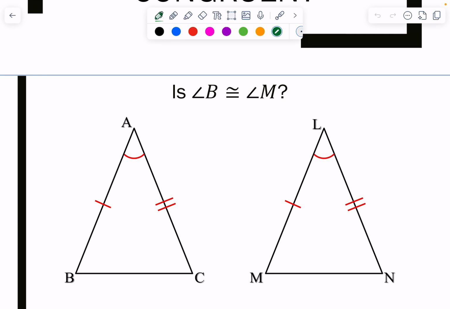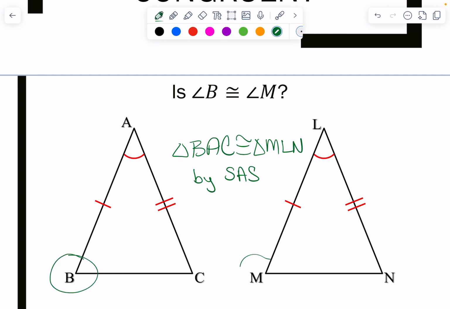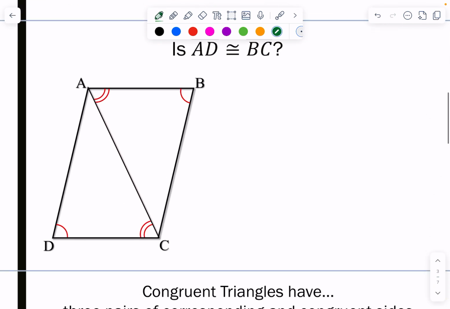But what I do know is I know that triangle BAC is congruent to triangle MLN. And I know that because it is a side angle side relationship. So it stands to figure that B and M should be congruent. We'll come back to that. Let's take a look at this one.